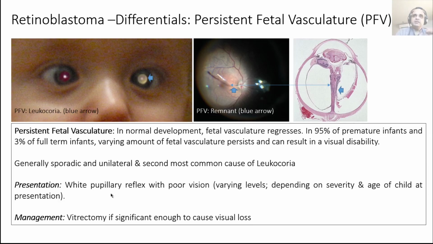The presentation again is a white pupillary reflex with poor vision. The level of poor vision is going to be dependent upon the disease severity and the age at which the child presents. Obviously, the older the child, the greater the severity, the more the visual loss because of amblyopia. Management is obviously removal of this tissue if it's significant enough to cause visual loss, which is done by vitrectomy.